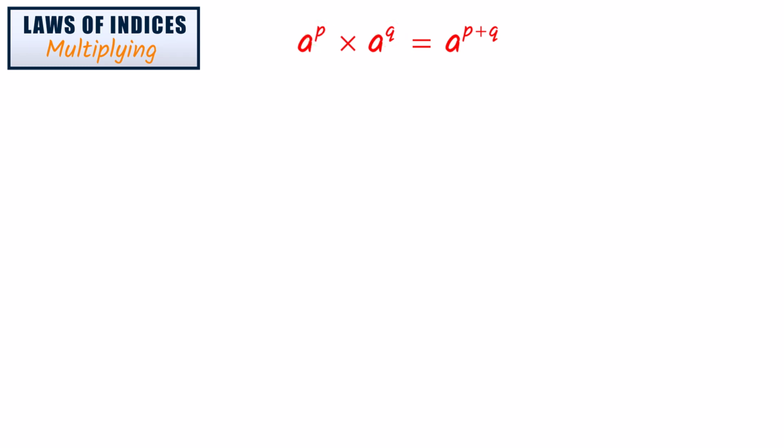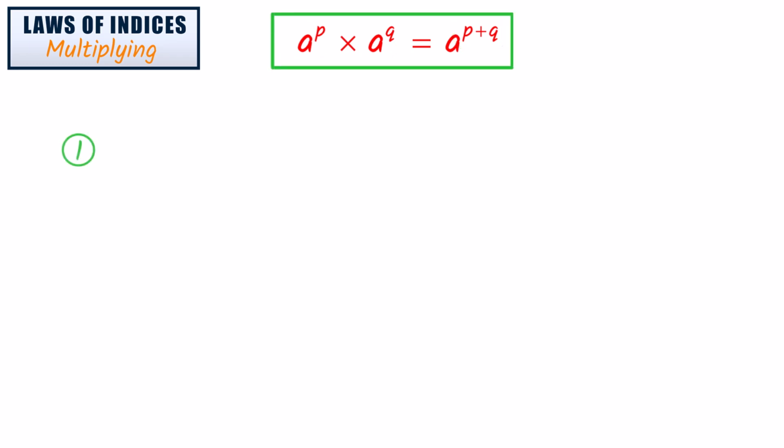Indices is actually the plural of index. So in this example, p is the index and collectively p and q are called indices. So in order to multiply two variables or values together, you first ensure that the bases are the same and then add their indices. Let's have a look at 8 examples.